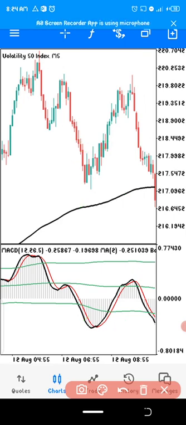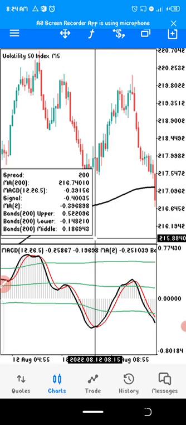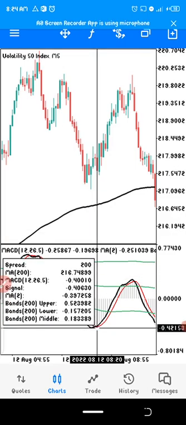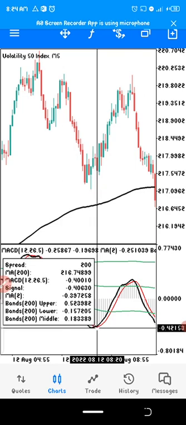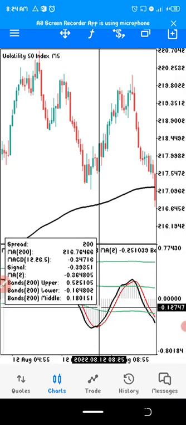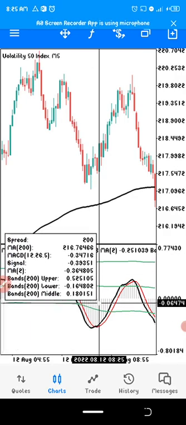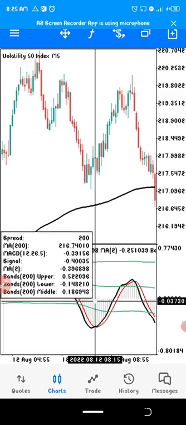Now, how do you take your entry? You take your entry once you realize that the crossover is very glaring. You can see right here, the crossover hasn't shown really well. It is right at this point that it gave a clear crossover. You can see the place I'm pointing at.